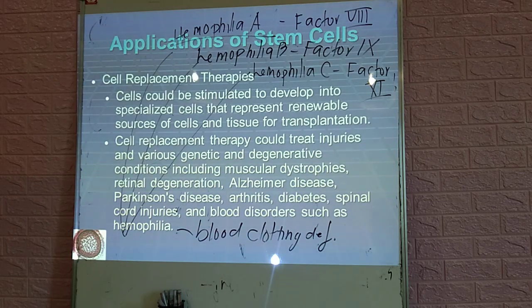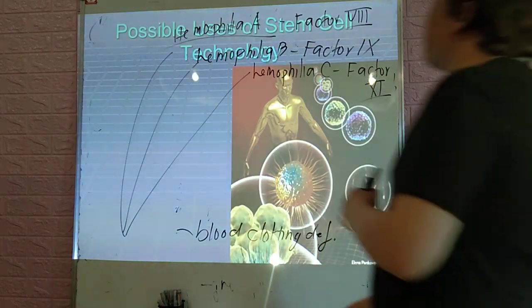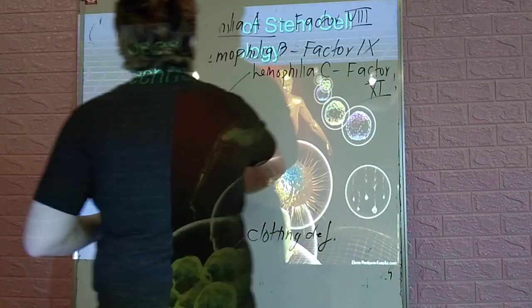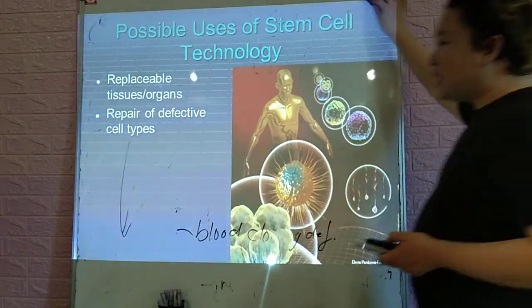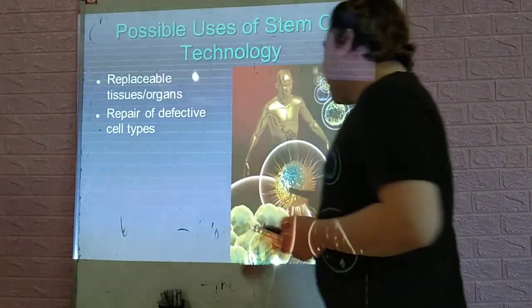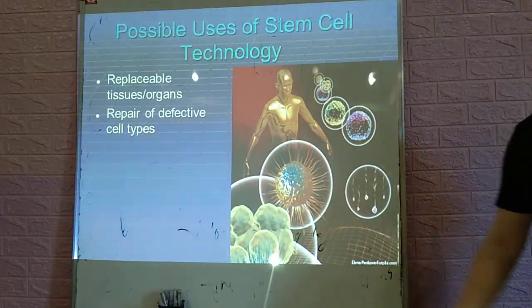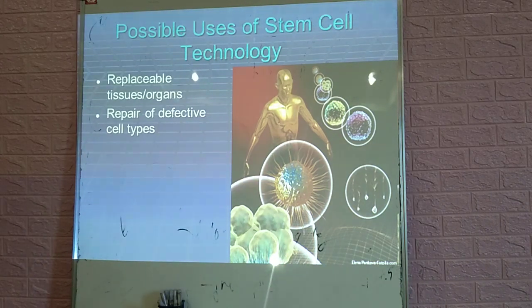Okay na po? Let us now continue to the next one. So we have here the positive uses of stem cell technology. First one, the replaceability of tissues or organs. Of course, we can replace tissues and of course we can replace organs.